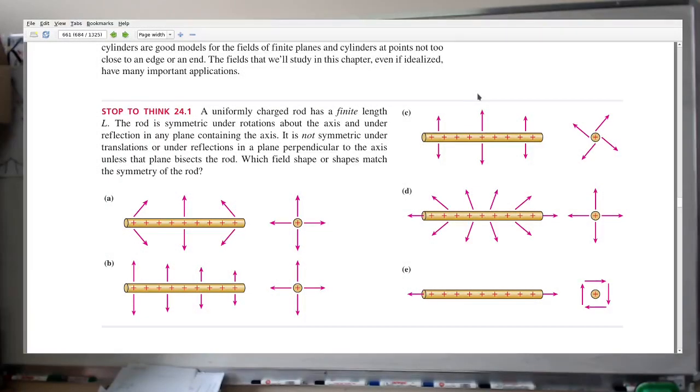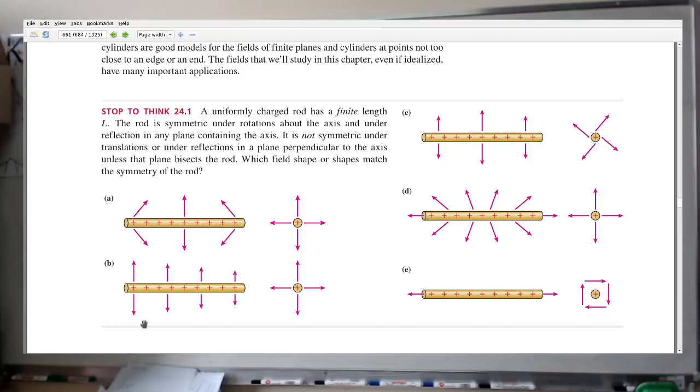Alright, so more than half the people have answered. So let me go back to this problem and see if I can demystify it. Now, first of all, this is not asking you about your previous knowledge. Okay? This is to test your knowledge about symmetry. So what we just learned. And there are some symmetries that this finite rod possesses, and you need to figure those out. Okay? And you need to figure out if the electric field obeys those symmetries or not.